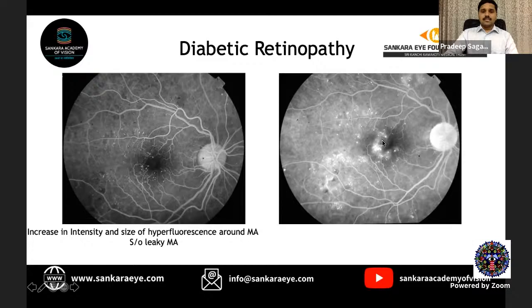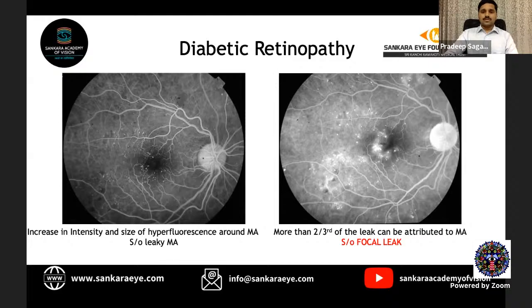This is the late phase angiogram of the same eye, where we can see that there is increase in intensity and size of hyperfluorescence surrounding the microaneurysms, which is suggestive of the leaky microaneurysm here and here. So, in this eye, we can see that most of the leak can be attributable to the microaneurysms. So, we define it as focal leak.